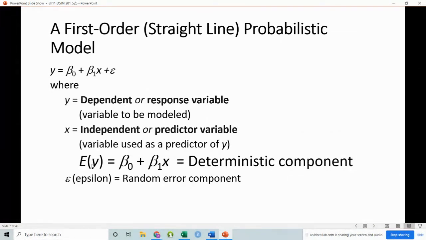We're looking at the expectation of y based on beta 0 plus beta 1 x, and then epsilon, the Greek letter epsilon, accounts for the random error component. Ideally, in our model, we want to be able to explain as much of this random error away as we can, thus minimizing it, or getting the lowest epsilon value that we can.